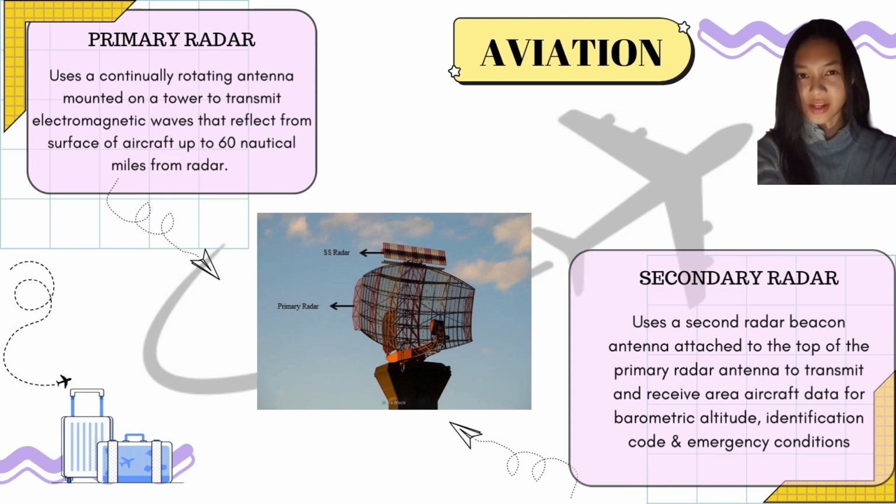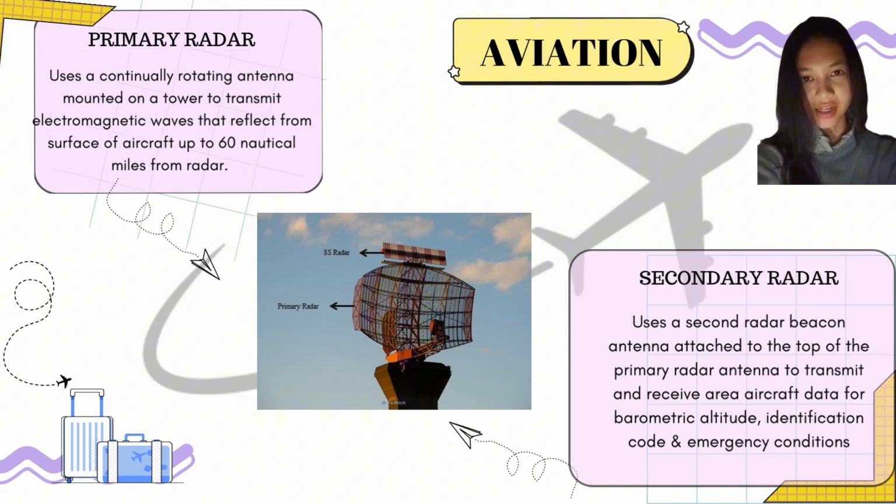Whereas the secondary surveillance radar, which is the SSR, uses a second radar beacon antenna attached to the top of the primary radar antenna, which is shown in the image below, to transmit and receive aircraft data for barometric altitude, identification code, and emergency conditions.